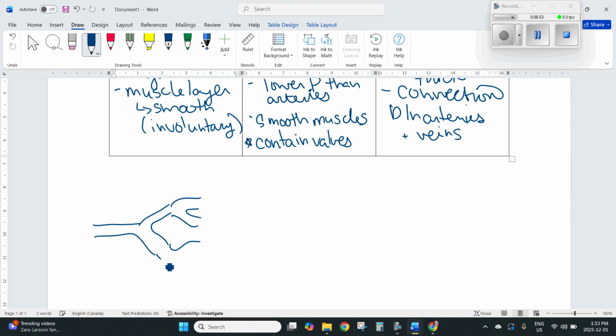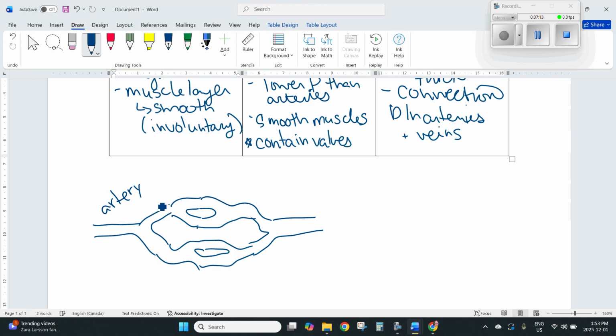Now, this is just one diagram. It's not the best diagram, but this is showing you the interconnective parts between the different blood vessels. Okay, and I'll label this after. So this will be an artery. The smaller one right here is your arteriole. These smaller ones in the middle are your capillaries. These are your venules, and these are your veins.